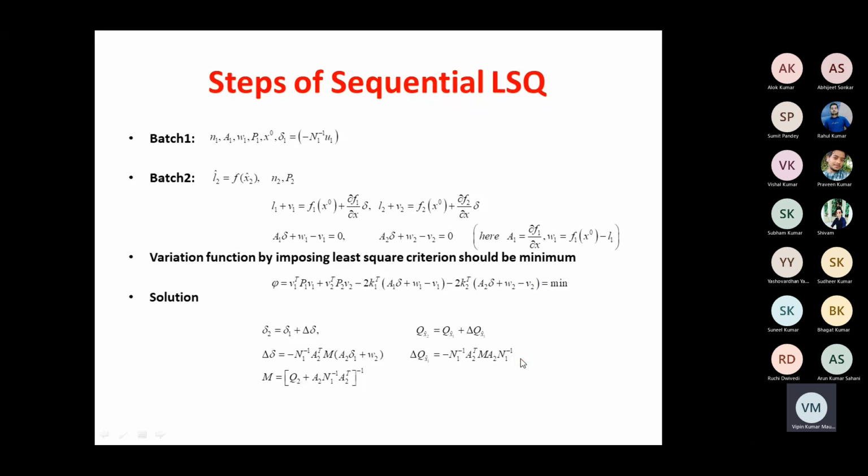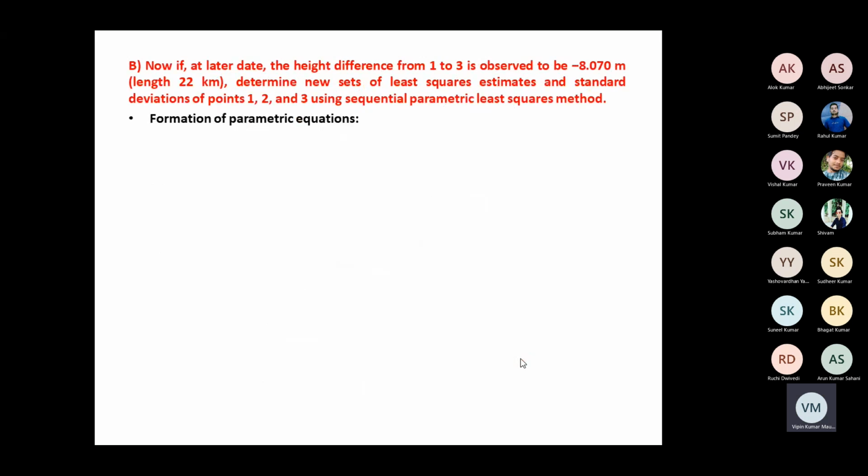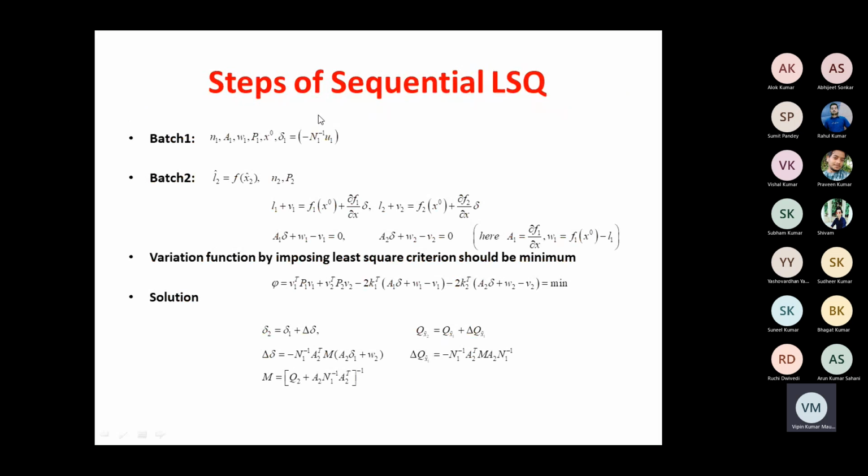Okay, if you look at the next one, part B, what was the question? At a later date, the height difference from 1 to 3 is observed to be minus 8.070. For this case, you have to compute the least square estimates and standard deviations for points 1, 2, and 3. So you have to just look at these equations.